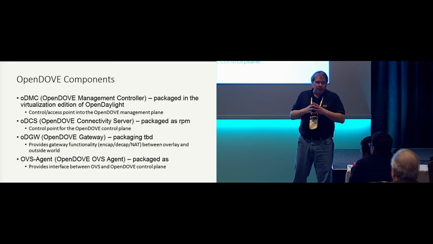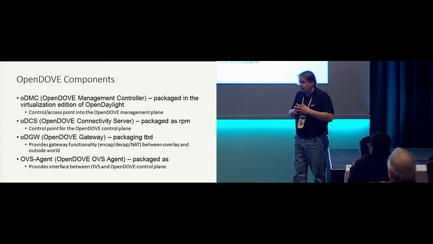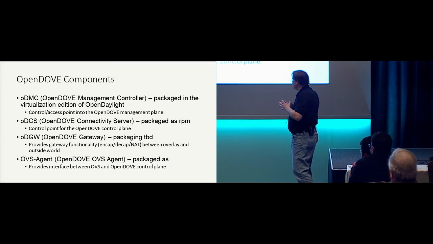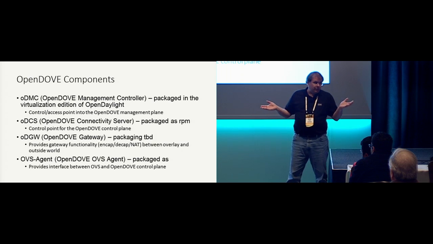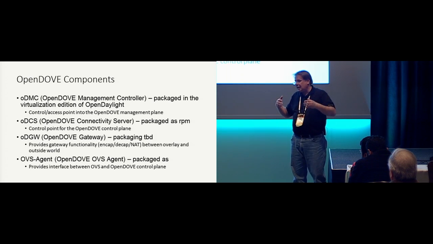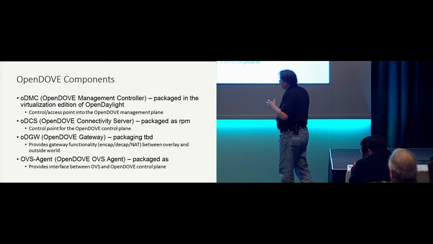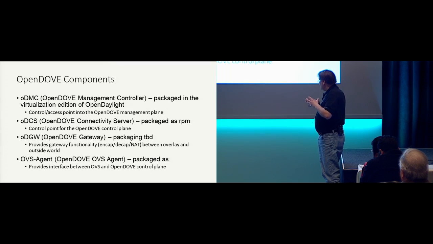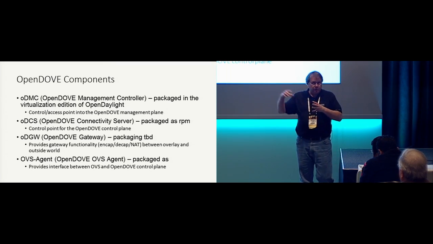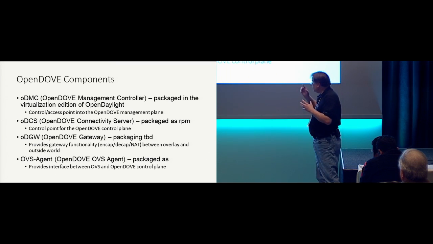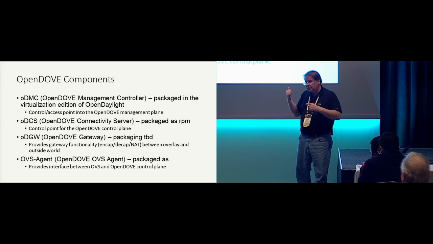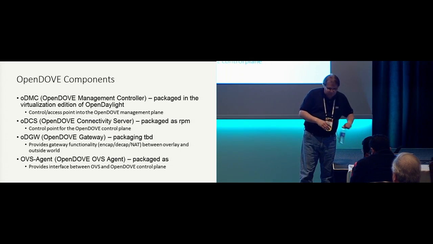The gateway also needs a kernel module. It happens to be GPL. We ran into some snafus with where we could host it. We're getting those fixed, and very quickly we will have the full functionality available. This provides gateway functionality, hence the name: NCAP, DCAP, when we need it, network address translation between the overlay and the outside world. And then last but not least, we use OVS 2.00 in our hosts. We have an OVS agent that's also packaged as an RPM and handles the interface between the OVS and the OpenDOVE control plane.